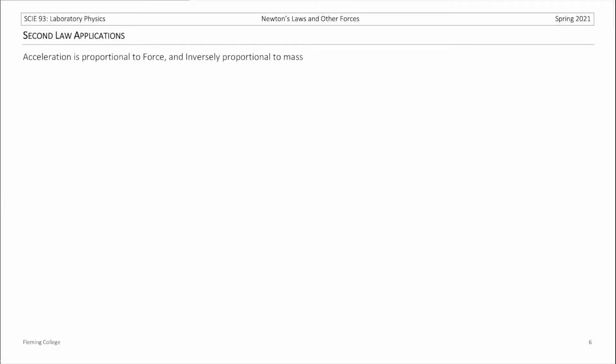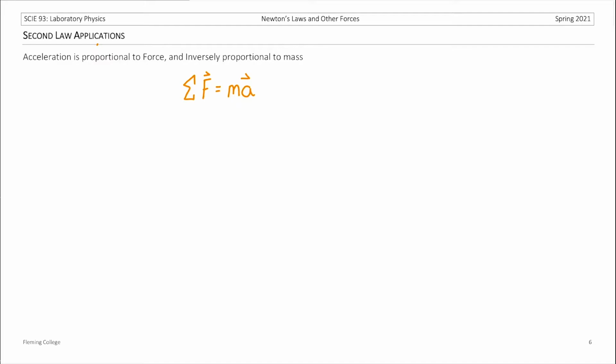To understand how much the object's motion will change, we need to use Newton's second law. Newton's first law told us that a net force will change an object's motion. Newton's second law helps us to understand how much it will change the motion by. So Newton's second law gives us the sum of all the vector forces acting on an object is equal to the mass times the vector acceleration of the object.